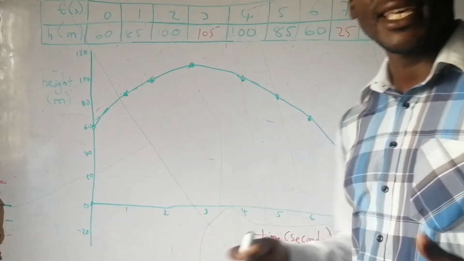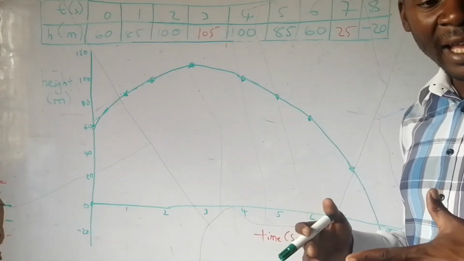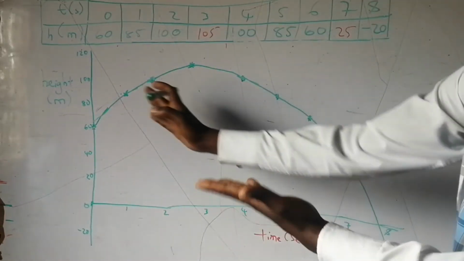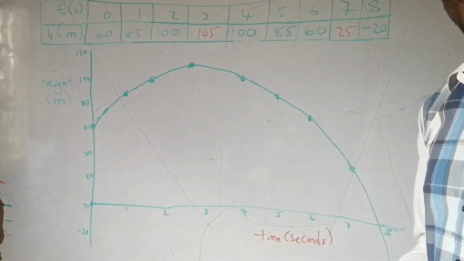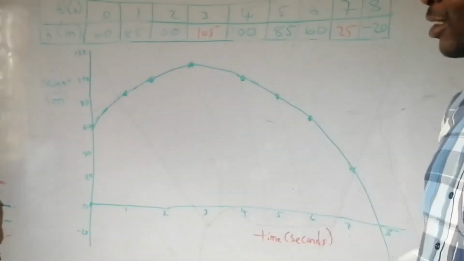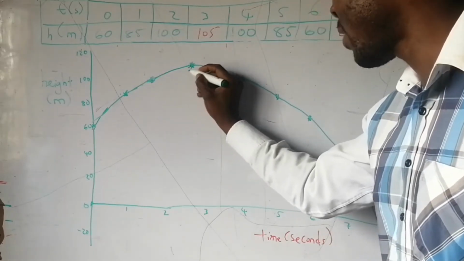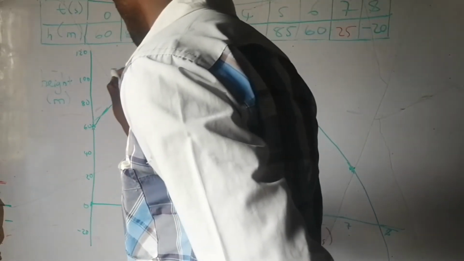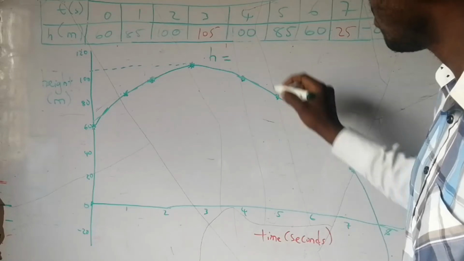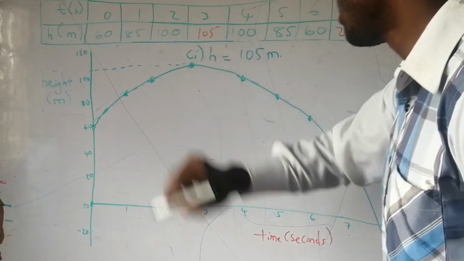Now, in terms of C item 1, the maximum height reached by the stone. What is the maximum height reached by the stone? Think of the maximum value of h. What is the maximum height according to this graph? Here is where we find the maximum height. And we can see that h is equal to 105 meters. So that's the answer for C item 1.